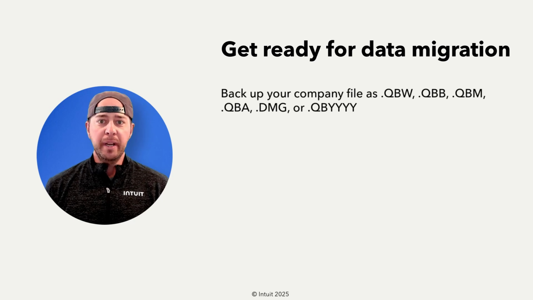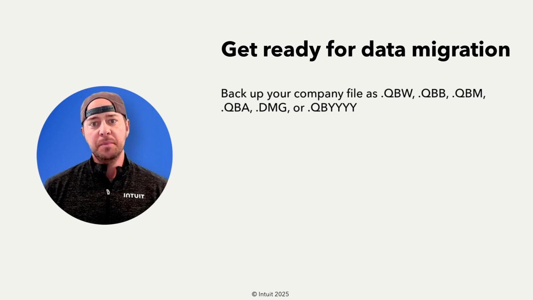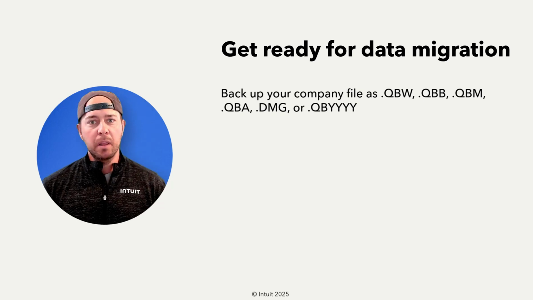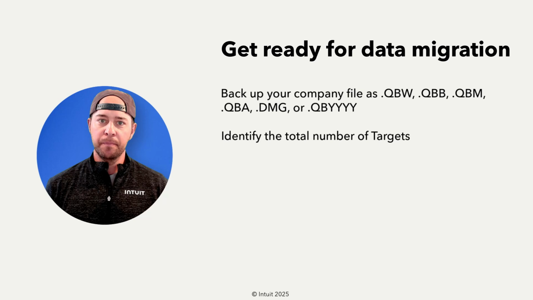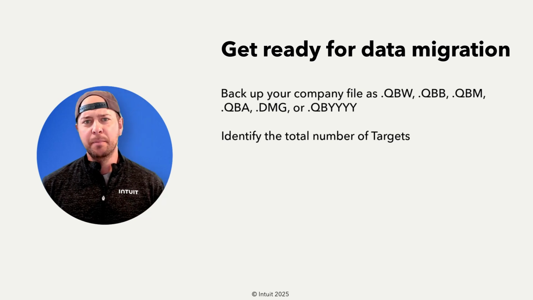First, we need you to make a backup of the company file, and it needs to be uploaded as a QBW, QBB, QBM, QBA, DMG, or QBYYYY file. Say that fast 5 times. One of the most important things that we're going to need is to identify the number of targets. If the file is larger than 1.5 million targets, it will need to be condensed.